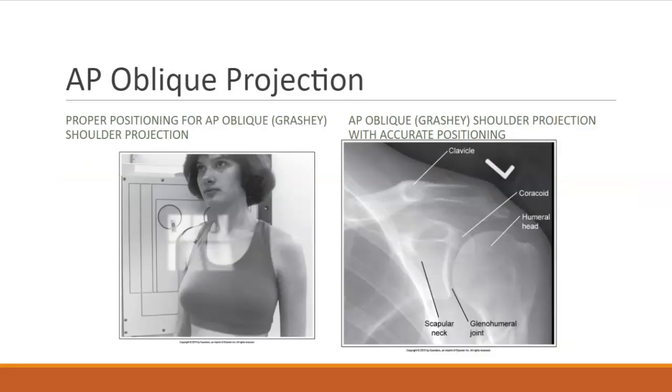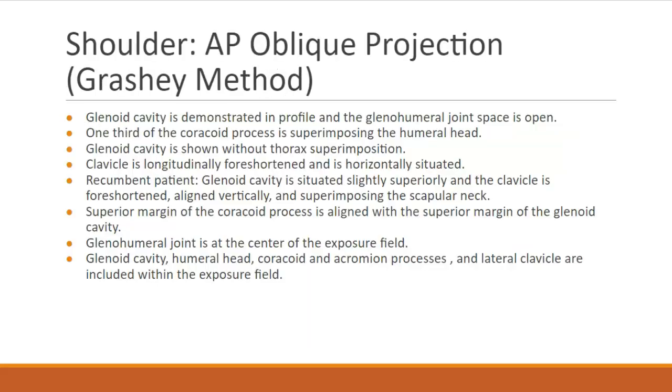The superior margin of the coracoid process will be aligned with the superior margin of the glenoid cavity. The glenohumeral joint will be at the center of the exposure field. The glenoid cavity, humeral head, coracoid, and acromion processes and lateral clavicle are all to be included within the exposure field. You can review the image analysis guidelines at your leisure.